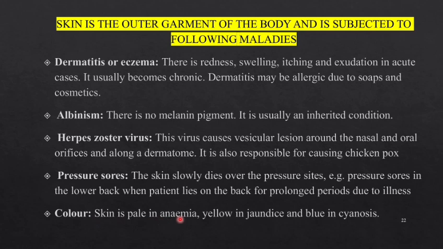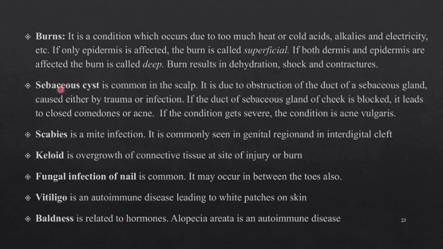Color. Skin is pale in anemia. Here anemia is a loss of blood. Yellow in jaundice. Blue in cyanosis. Cyanosis means a blue color appearance on the palms of the hand. The skin tone changes into these colors, showing these conditions by the appearance of those colors. The next one is burns.